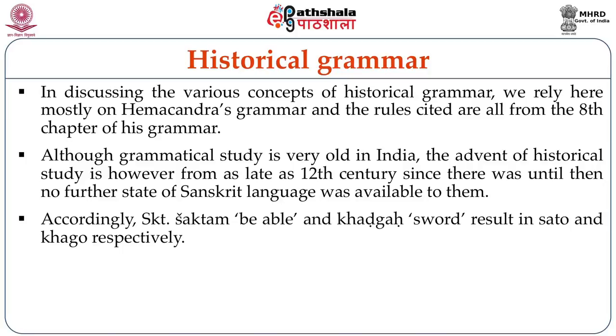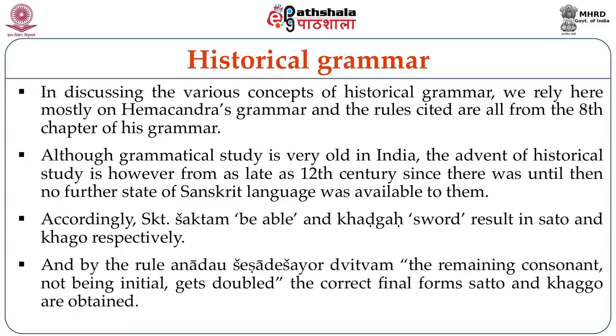Accordingly, Sanskrit shaktam and khadgaha result in sato and khago respectively. And by the rule anadu shesha deshayor dvitvam, the remaining consonant, not being initial, gets doubled, and the correct final forms sattu and khaggo are obtained.